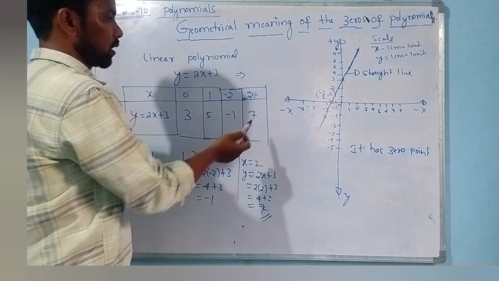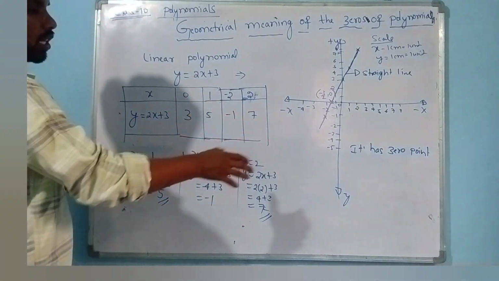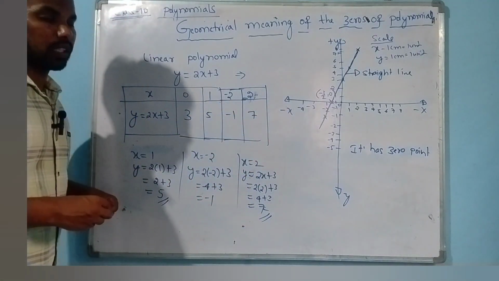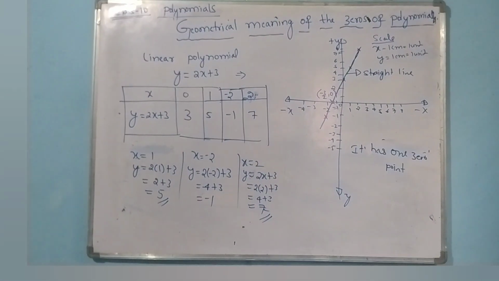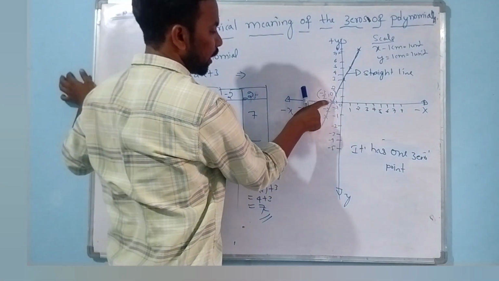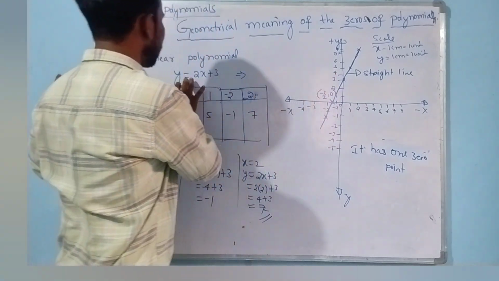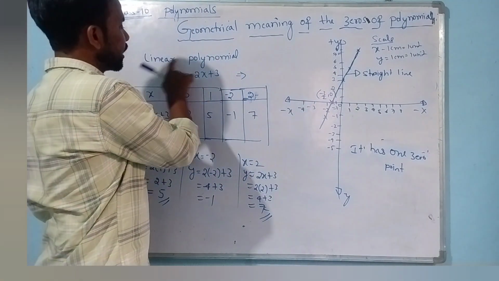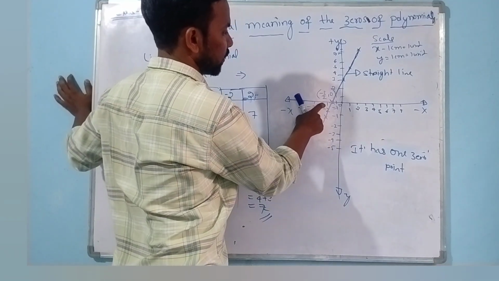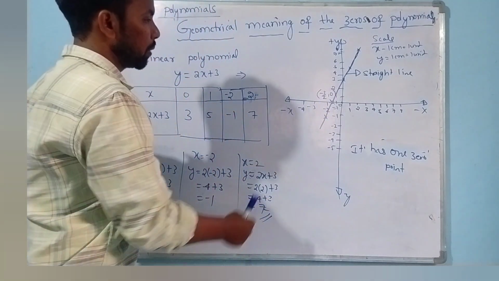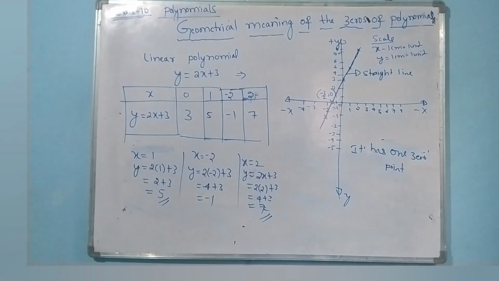This is the support for this. After this we will solve the quadratic equation. From this graph, what we concluded is that a linear polynomial has at least one zero point. Here that zero point, what point is it? Yes, it becomes minus 3 by 2 comma 0.